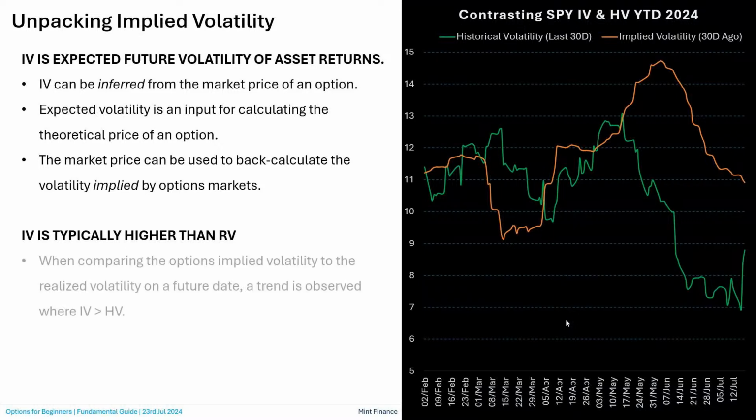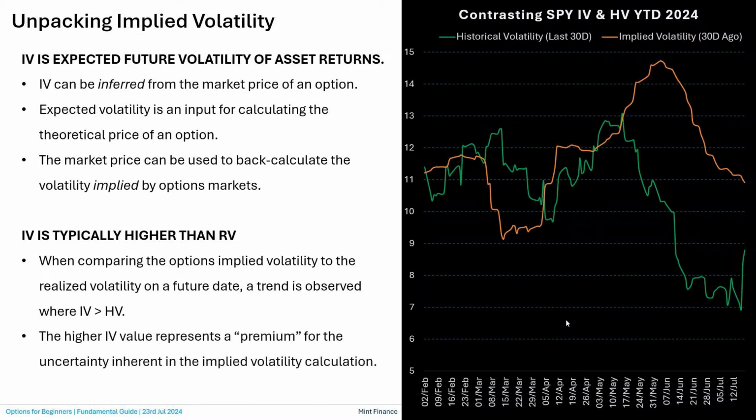And what we might notice just off the bat, right? For most of this period, the implied volatility is much higher than the historical volatility. That's generally a trend that you would observe across markets, and it's not just based on this particular example, right?